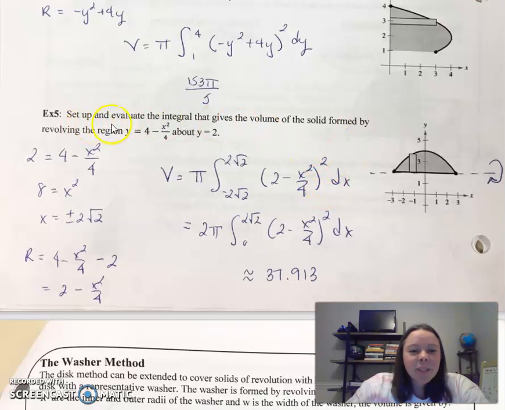Okay, now here's where things get a little interesting. All right, so set up and evaluate the integral that gives the volume of the solid formed by revolving the region y equals 4 minus x squared over 4 about y equals 2. Okay, so first we're going to want to figure out where that curve intersects that horizontal line. So that's what I've done here. I set the curve equal to 2 and got my intersection points there.